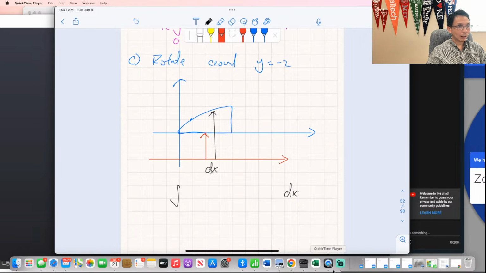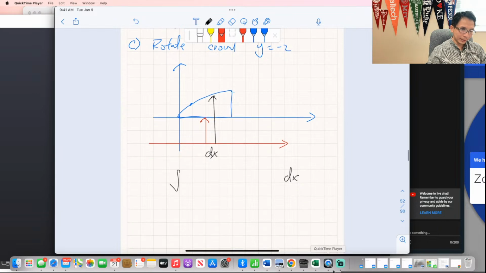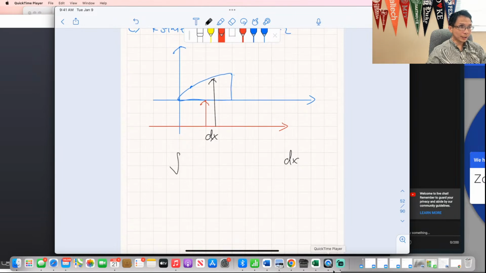Okay, so it's dx. If it's dx, now is a disc a washer here? Oh, don't forget what? Pi. And what's the boundary here? 0 to 4. Good. Okay, so the boundary is 0 to 4.